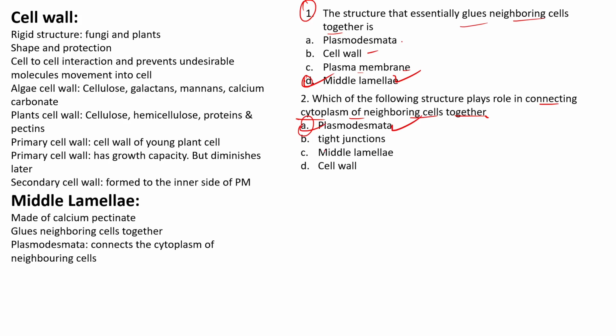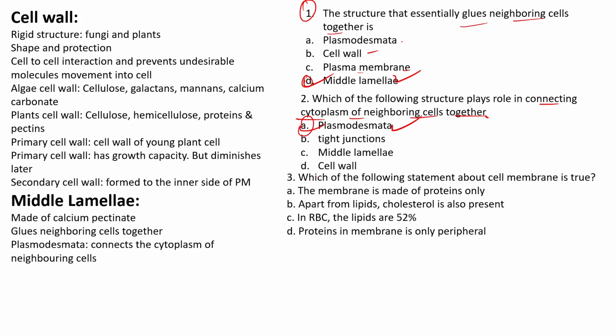Plasmodesmata. The cytoplasm of two cells is connected directly so that molecules can move from one cell to another cell. Now, which of the following statements about the cell membrane is true? The membrane is made up of proteins only. Apart from lipids, cholesterol is also present. In RBC, the lipids are 52%. Proteins in the membrane are only peripheral.